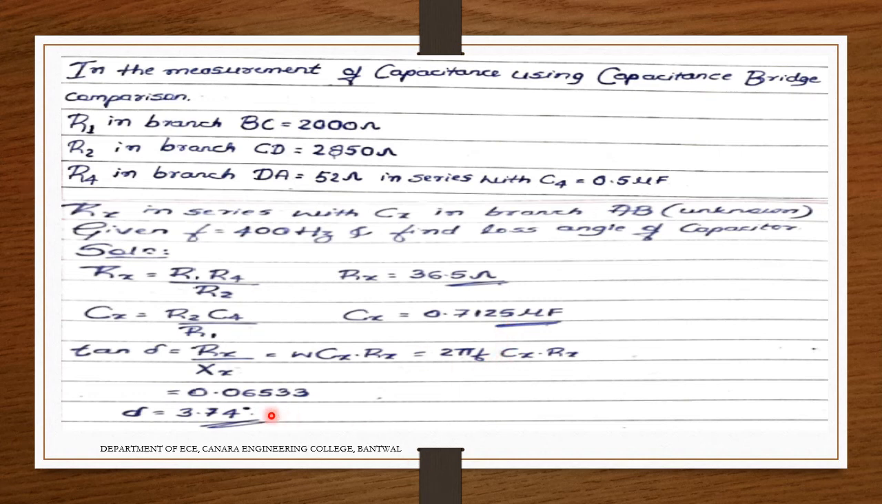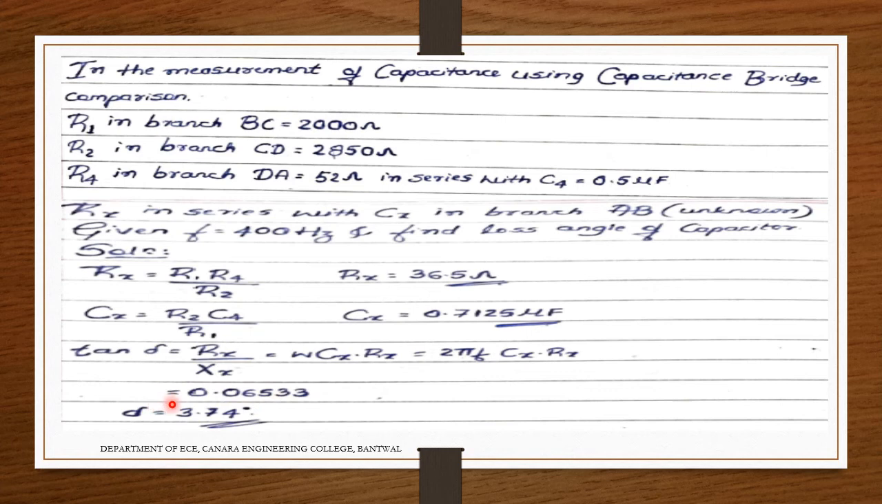Okay. So what is additional here is the tan delta, that is equal to Rx divided by Xx, due to the impedance, where Xx is equal to omega Cx. Omega Cx again you can write as 2 pi f into Cx into Rx. So 2 pi, f is given as 400 hertz, Cx is calculated here, Rx is calculated here. So tan delta is equal to 0.06533. This is the formula to find the loss angle of the capacitor.